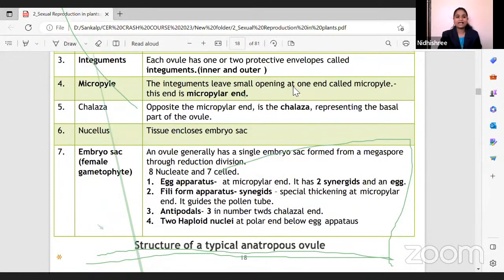Then embryo sac, female gametophyte, again you have parts: egg apparatus, filiform apparatus, antipodals, moor iratte, 2 haploid nuclei. How many haploid nuclei? 2 haploid nuclei. So the polar region andre poles region alli irodrinda, those are called as polar nuclei anta antare. Next, let us discuss some questions on it now.